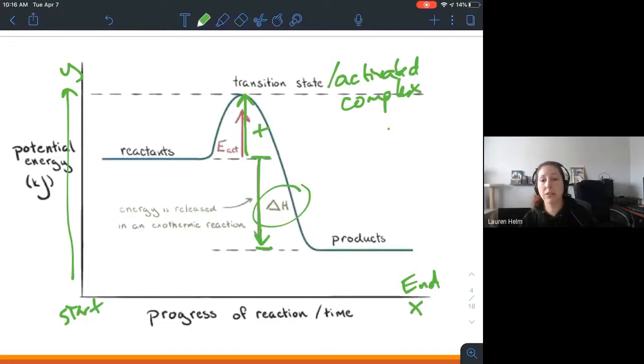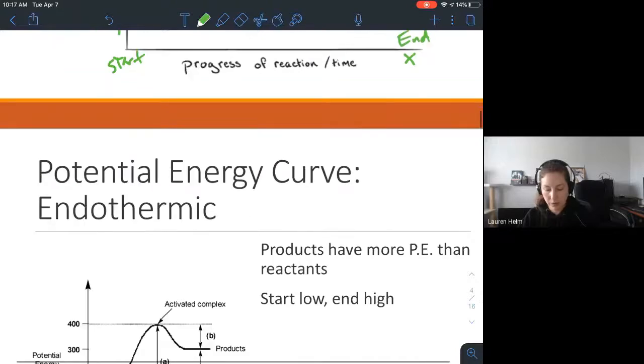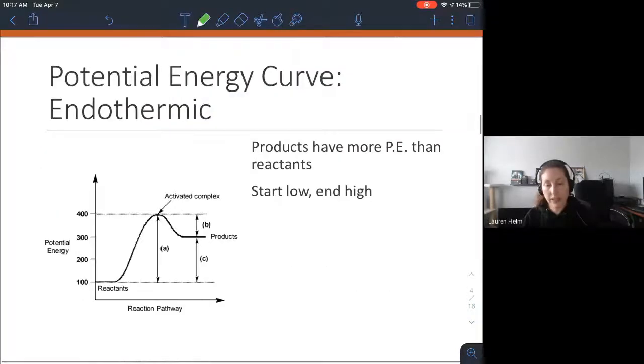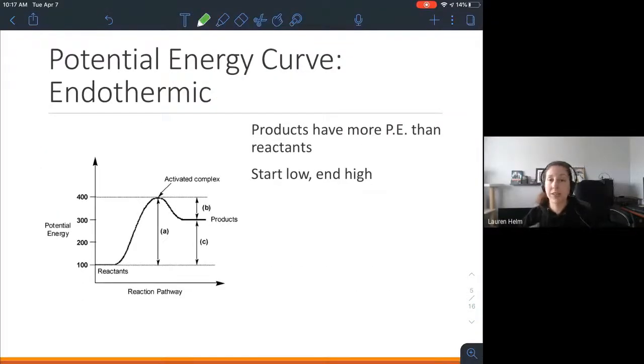So this diagram tells us the energy of the reactants, the energy of the products, the activation energy, how much we have to add, and the overall change in energy from start to finish, or the difference between the products and the reactants' energy. And so what we can look at is how these graphs look different when a reaction is endothermic versus exothermic.